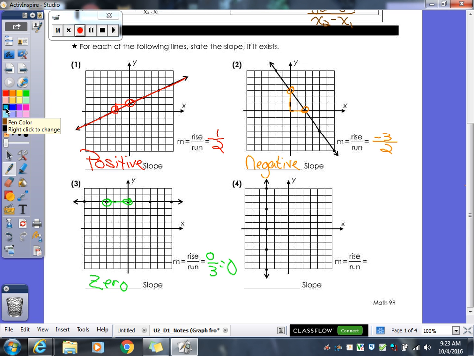And then our fourth one, this is an undefined slope. So if you were to calculate it, again, you pick 2 points. It rises up 3, but does it go to the right at all? No, so that means your run would be a 0, and you can't have a 0 in the bottom of a fraction. That's just, no. Which is why this is undefined.